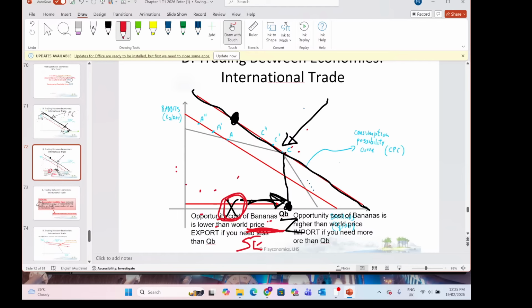And they would buy rabbits back. So why would they do that? Why would they sell their bananas to the rest of the world and buy rabbits back instead of Alberto making those rabbits himself? Because the rest of the world has a comparative advantage in production of rabbits compared to Alberto.